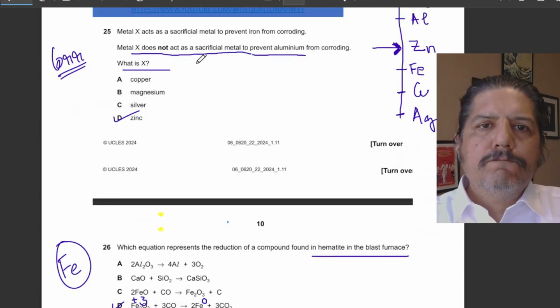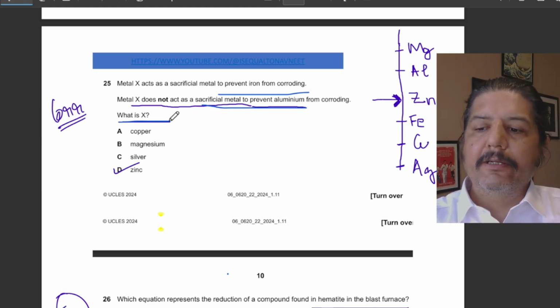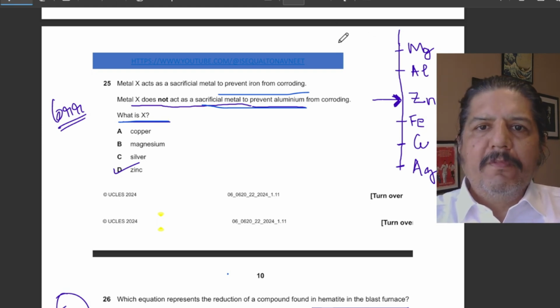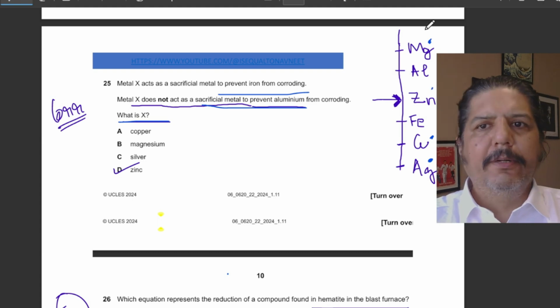Metal X acts as a sacrificial metal to prevent iron from corroding. Metal X does not act as a sacrificial metal to prevent aluminium from corroding. What is X? That is why I'm insisting again and again that you should have an idea of the reactivity series, because then you will be able to understand far more. So let us compare copper, magnesium, silver, zinc. So I've written everything here. This is copper, this is magnesium, this is silver, this is zinc. All the metals that are mentioned in the question I have written here. Iron, I have written aluminium also.